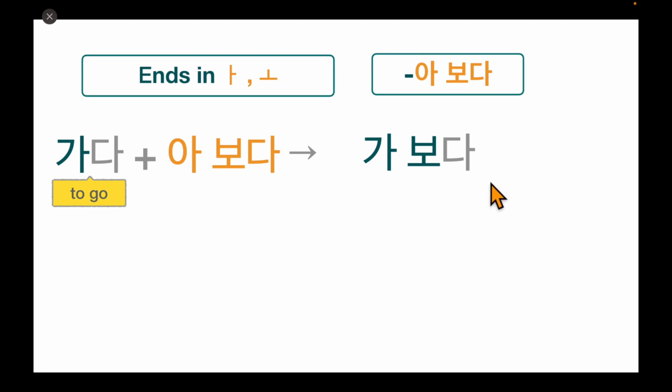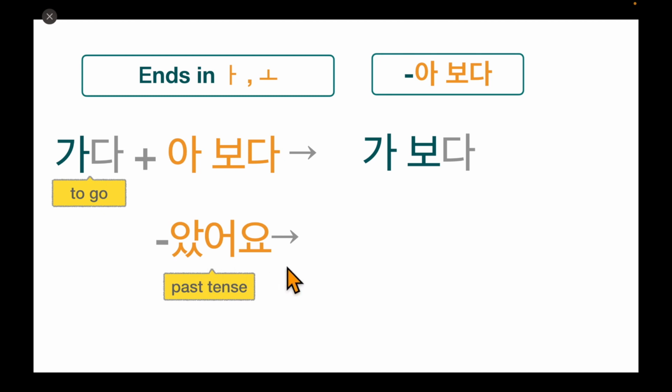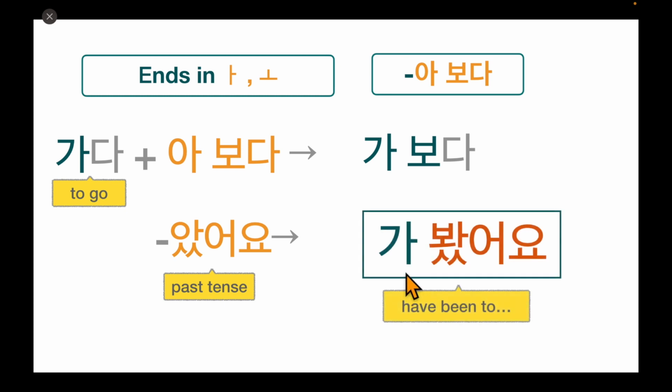However, when we want to express past experiences, we add a polite past tense ending 았어요. Therefore, the complete conjugation becomes 가봤어요. Repeat after me. 가봤어요. 가봤어요 means have been to somewhere. Let's practice again. 가다. 가봤어요.